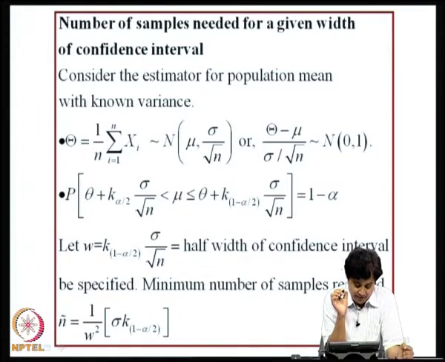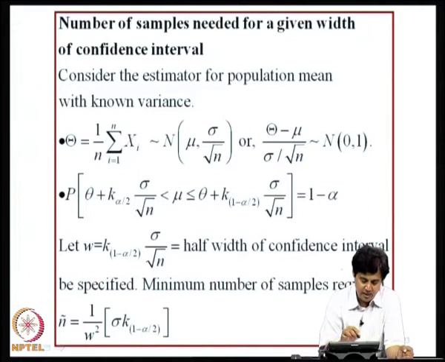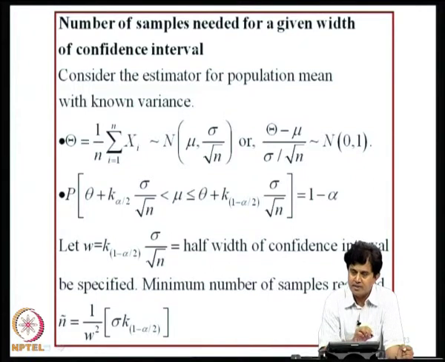Now, we can ask the question, if I fix the width of the confidence interval, can I determine the number of samples needed? Okay. So, that problem can be addressed as shown here: the number of samples needed for a given width of confidence interval, what is that?